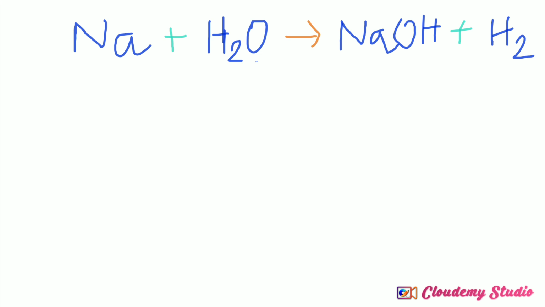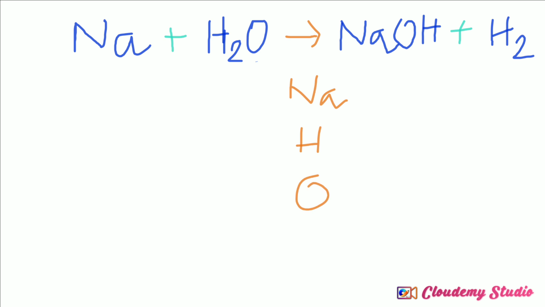Now you can balance the given equation for the reaction between sodium and water to form sodium hydroxide and hydrogen. First of all, we can list out the atoms present on the reactant side and the product side. The atoms here are: sodium, the next atom hydrogen, and the next one is oxygen.